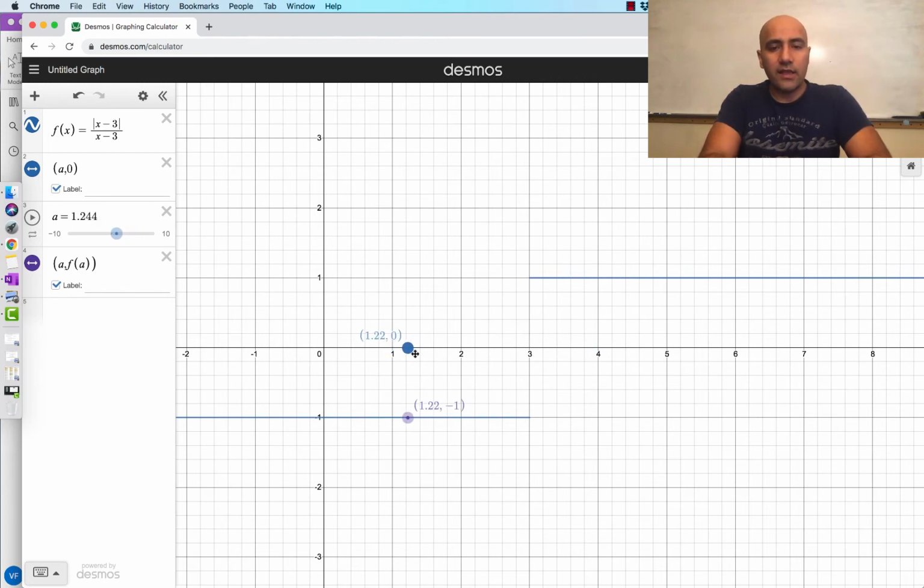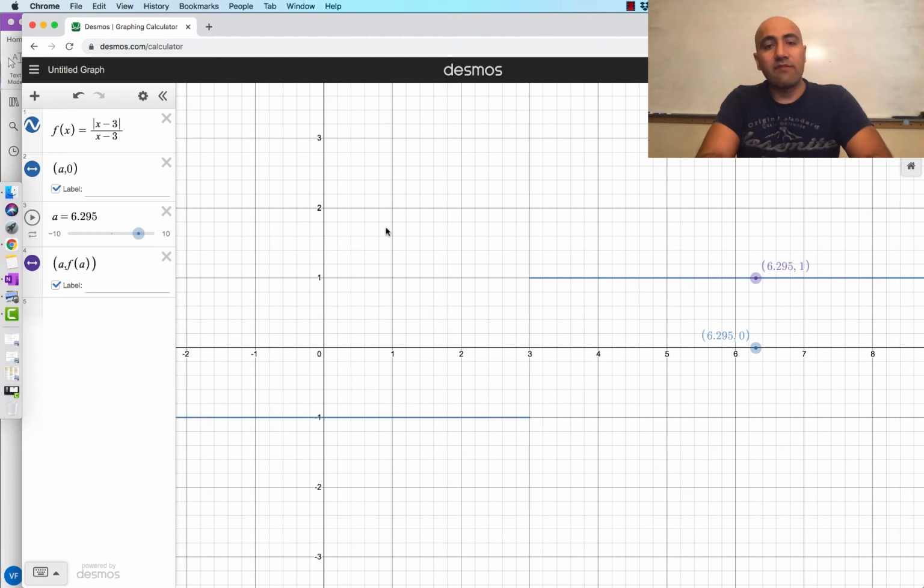And from the left-hand side, as x approaches 3 from the left-hand side, the outputs are always negative 1. Negative 1, negative 1, negative 1. And so by looking at this picture, people often conclude that the function must be continuous at 3 from the right-hand side or from the left-hand side. But remember that this is a little misleading, because there should be little holes there, because it's just not defined for x equals 3.